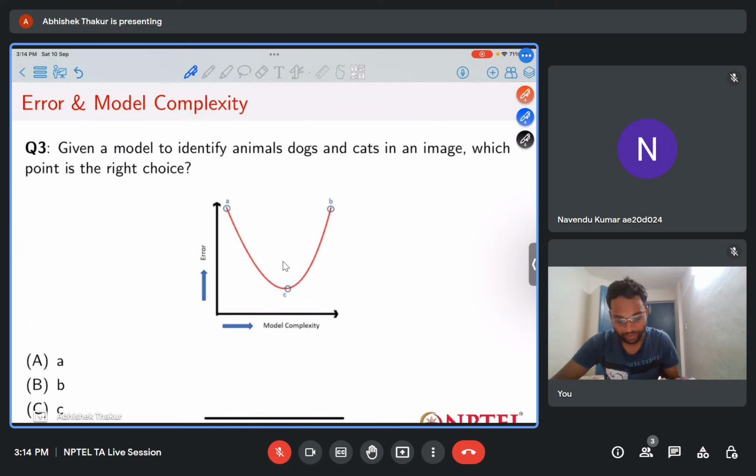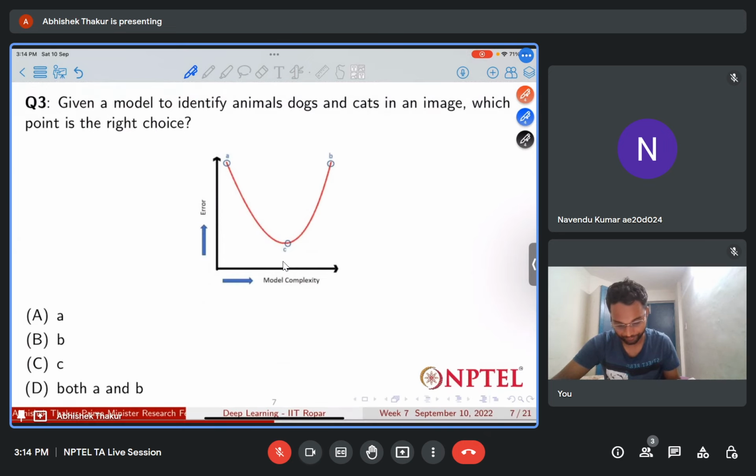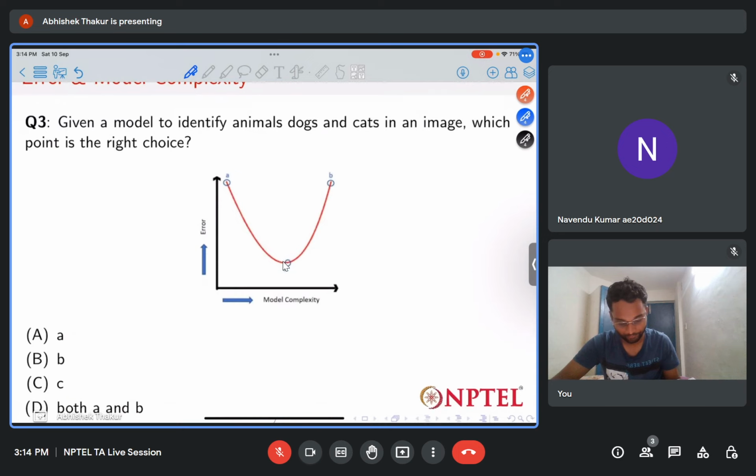So here, given a model to identify animals, dogs and cats in an image, like most of the models are based on this, which identify either it is a dog or it is a cat in the given image. So which point is the right choice? At which point is our model ideal? That is the right choice.